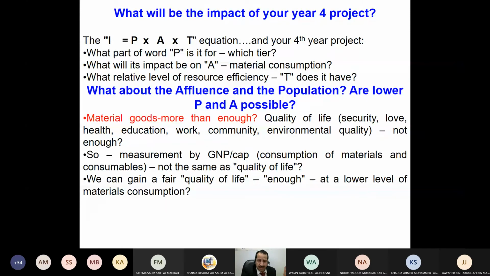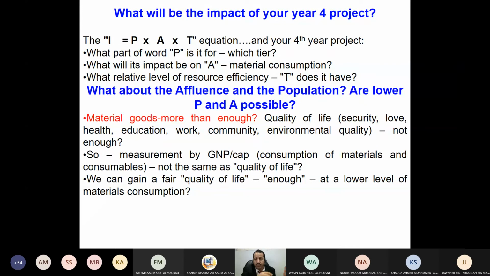Now, before I go to the third scenario, I would like to mention that while you are working on your final project, try to use this formula. See some examples and apply it to your project. See how your project interacts with the IPAT equation: what is the impact of your project on the environment, on the population, on the affluence, and the technology.